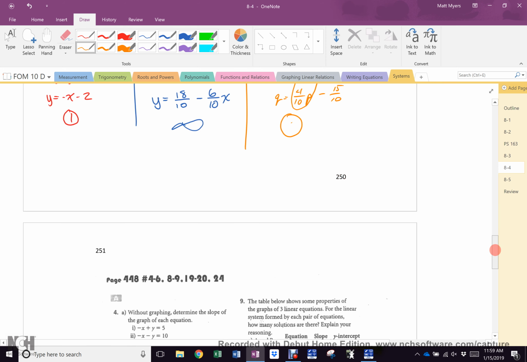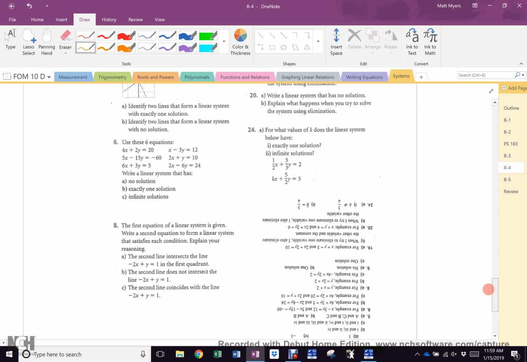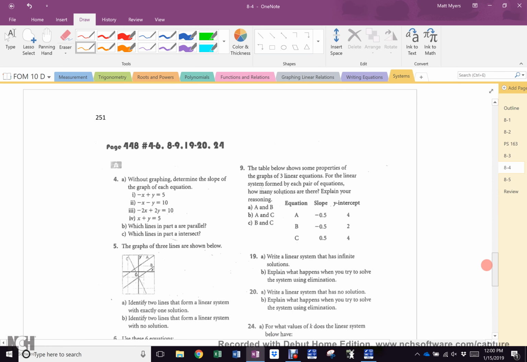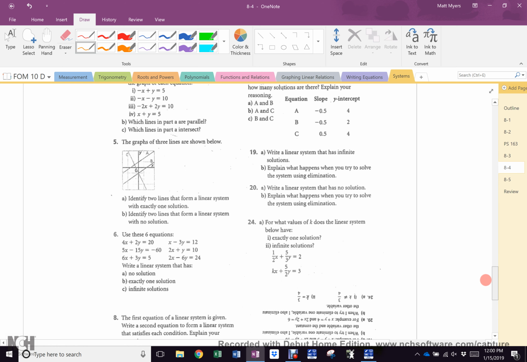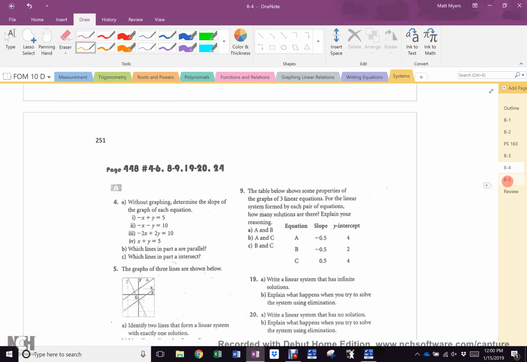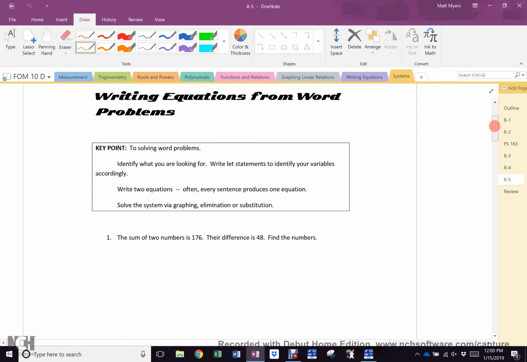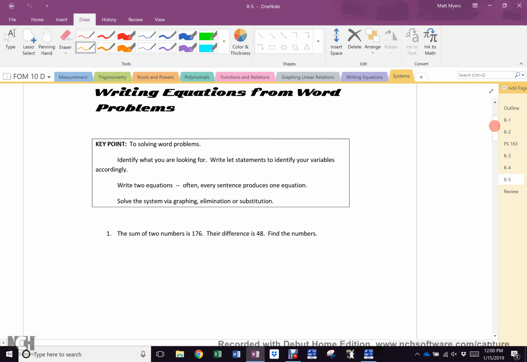As always, there is some practice on it, but you will notice how little it is. I assume that you will be fine with that. Please turn the page over to 252. As I said earlier, the last lesson of the 10th grade.